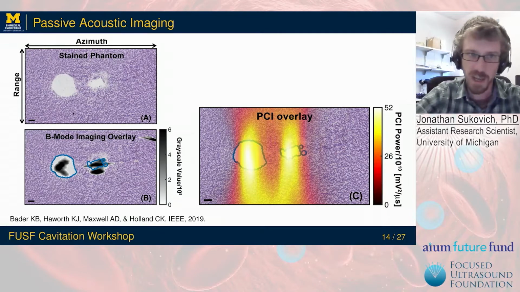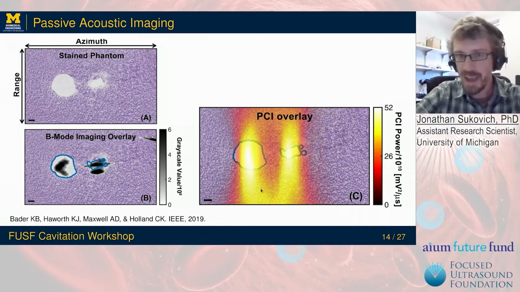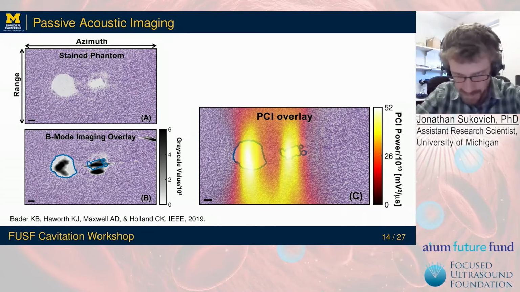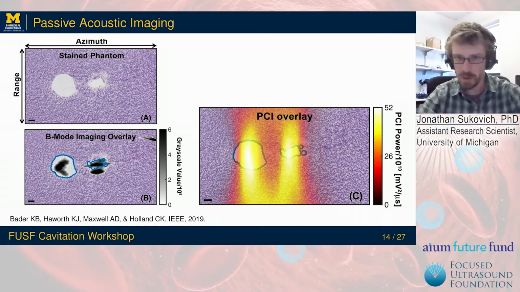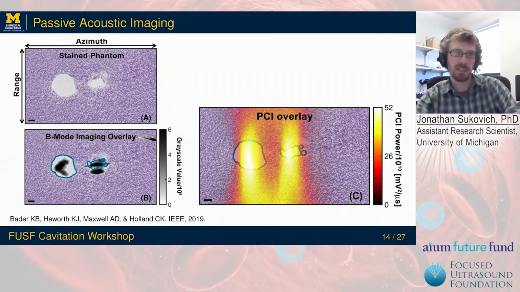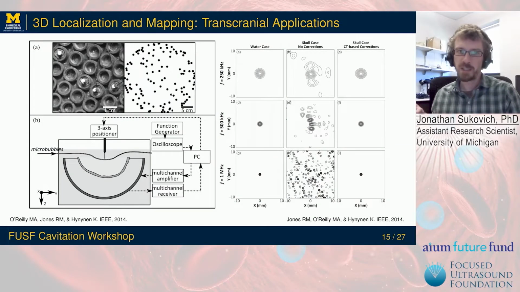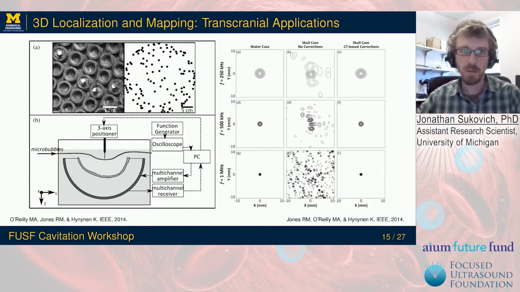And so this is just an example showing a lesion generated in a stained phantom following exposure to cavitation, along with the B-mode images of where the bubbles were generated in that phantom, and this acoustic intensity map showing where damage was likely to be generated. And you can see there's pretty good agreement overall with where the damage was generated and predicted based on these acoustic passive mapping techniques. But going on to 3D localization and mapping, so far it's just been planar mapping.